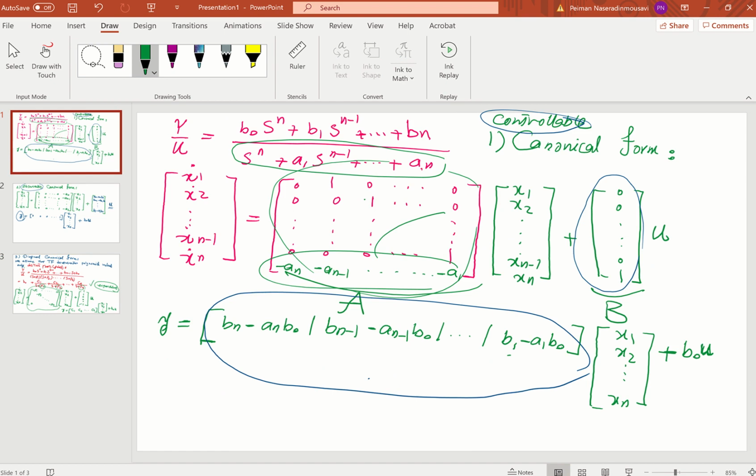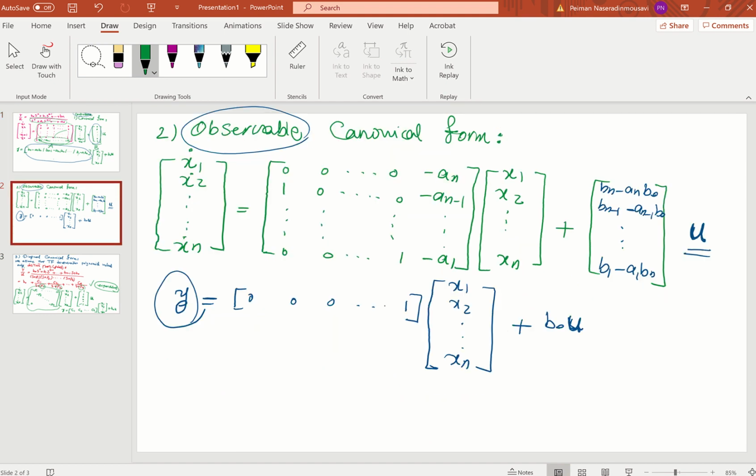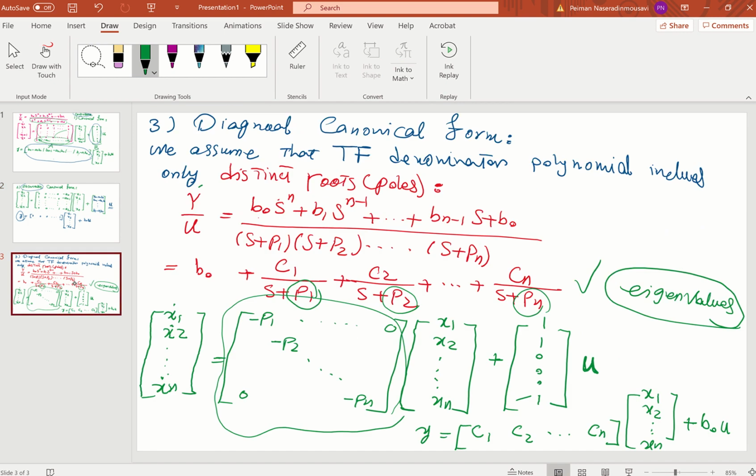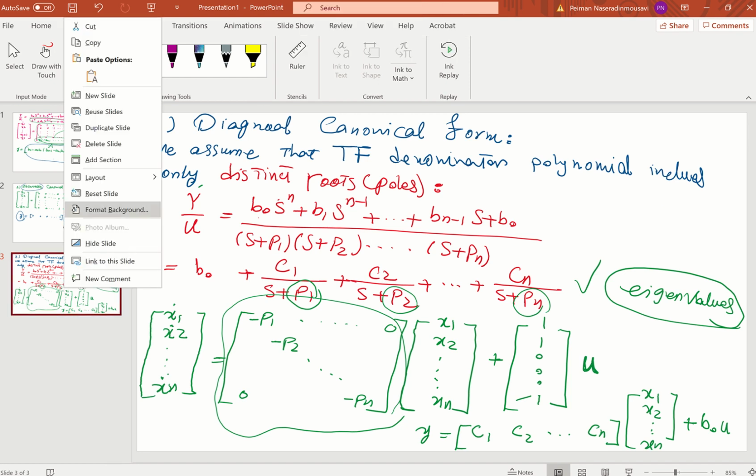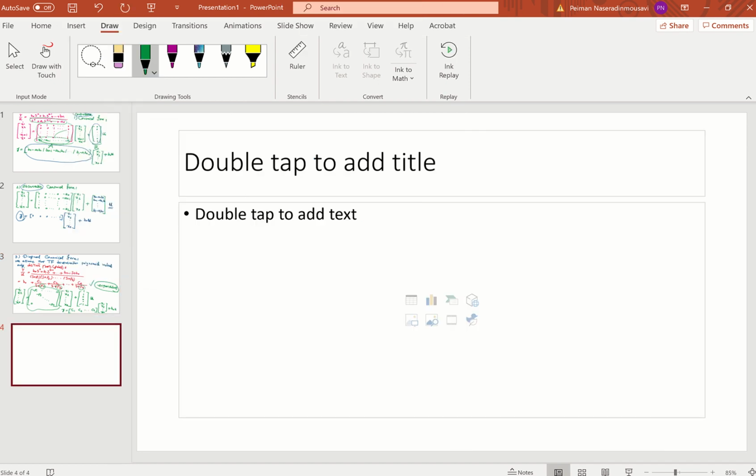So this is the third one. The first was the controllable canonical form, the second was the observable canonical form, and the third one was the diagonal canonical form. If our transfer function has distinct poles, then we decompose it to this form and we get the general formulation. Now we can go to the fourth and last one.